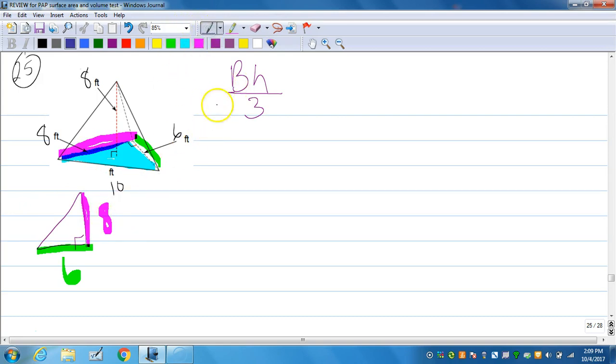Alright, so how do you find B, capital B, the area of the base? The base is a triangle. How do you find the area of a triangle? Base times height over 2. My base is the green one. My height is the pink one, purple one, whatever. So it's 6 times 8 divided by 2. 6 times 8 is 48, and 48 divided by 2 is 24. So that is your capital B.